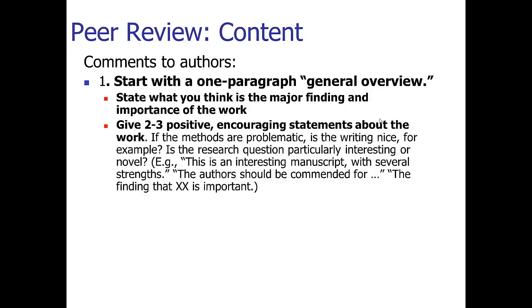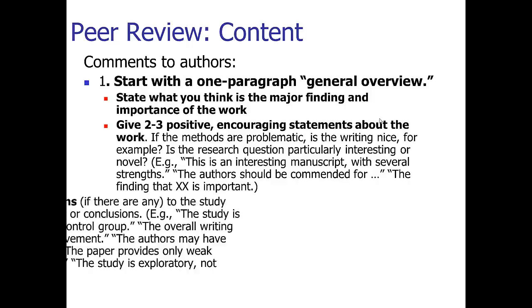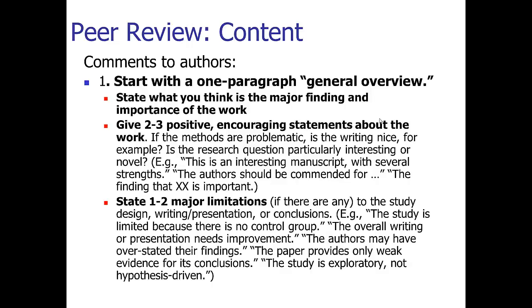Because you don't want to forget that we get so bogged down in pointing out the negatives. Sometimes we forget that there's a lot of good qualities in these papers too, and we don't just want to be focused on the negative. So give those positive statements out front. Then state what you think are the one or two major limitations, if there are any. Usually there are, but especially if you're suggesting that the paper go through major revision or even that it be rejected, you certainly want to give a big picture statement of what the major limitations are in one or two sentences. So, these are the big things, like the study is limited because there's no control group.